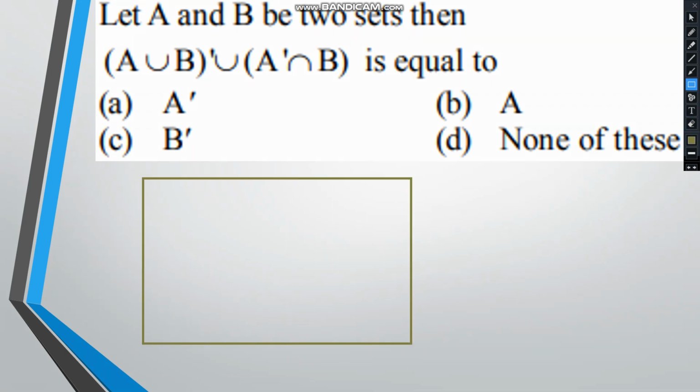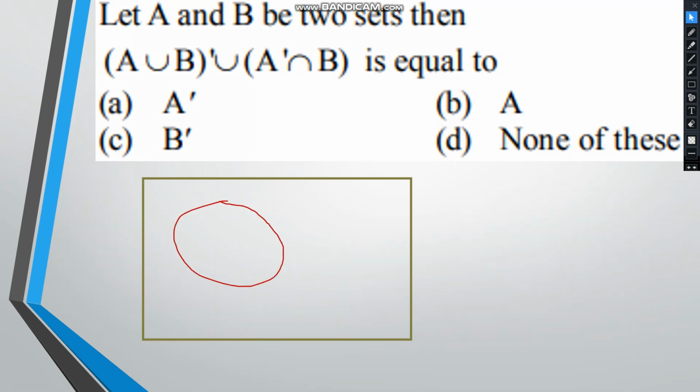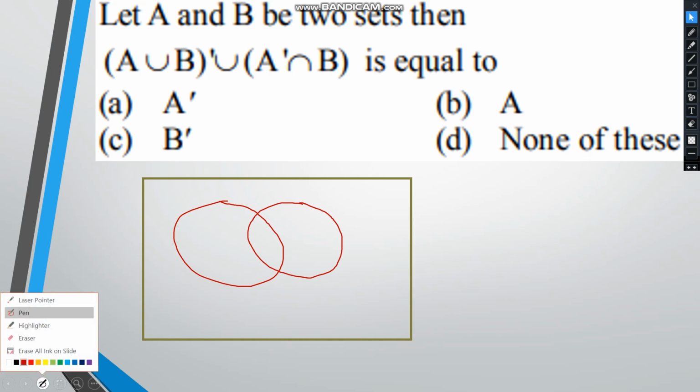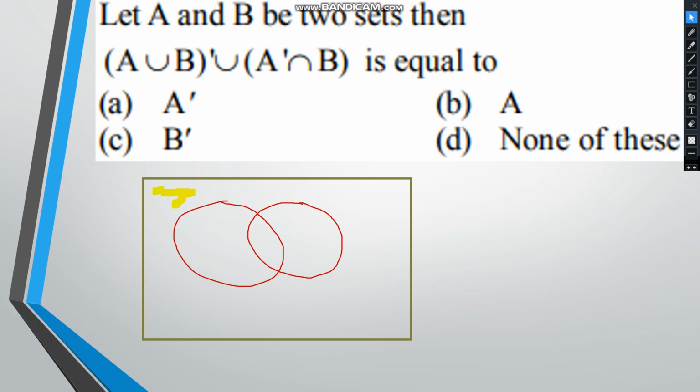Let's first draw the Venn diagram. Here is the universal set. This is A, this is B. A union B whole complement is this region, apart from this. This region will be extended up to the last. I am not doing so.